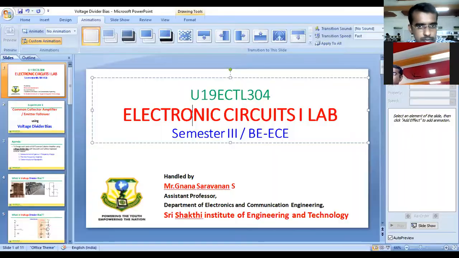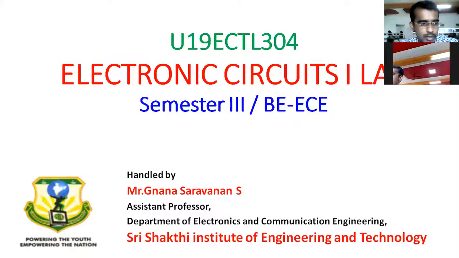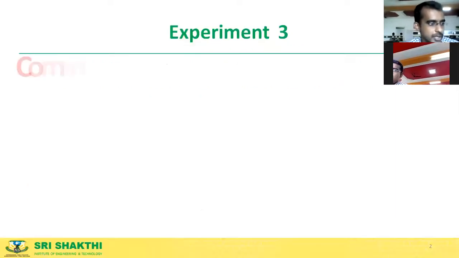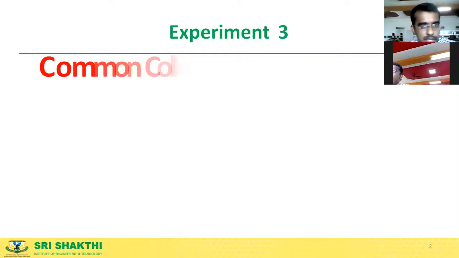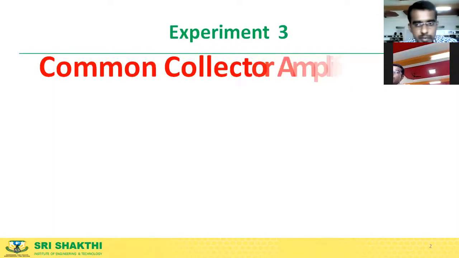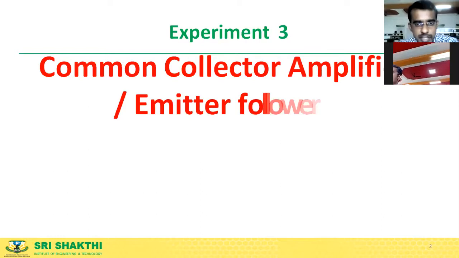So let me share the screen with you. Hope you're able to see, right? In this laboratory, Electronic Circuits 1 Lab, today's experiment is going to be experiment number 3, which is the common collector amplifier using voltage divider bias.